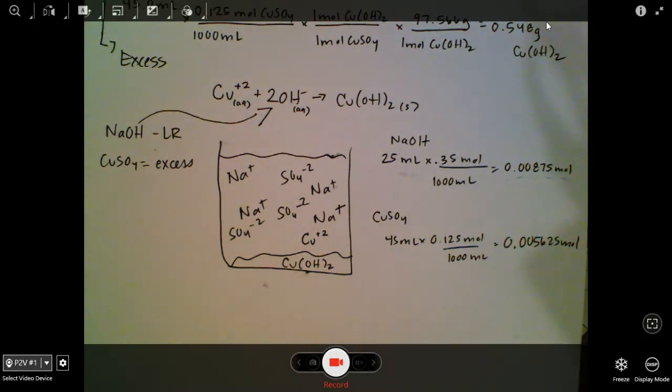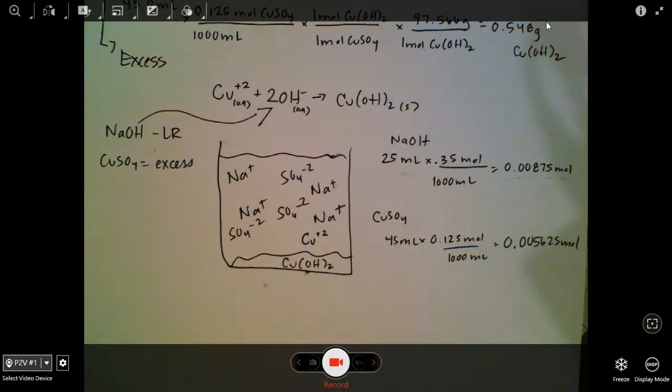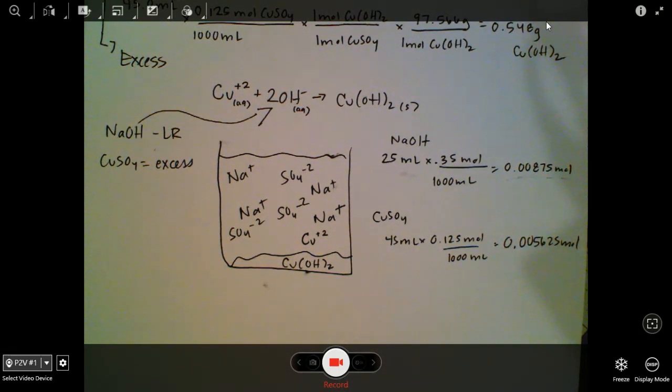I have seen problems like this on the multiple choice. I have seen them where you've had to do a beaker drawing. So I guess, just keep those things in mind as you go along.